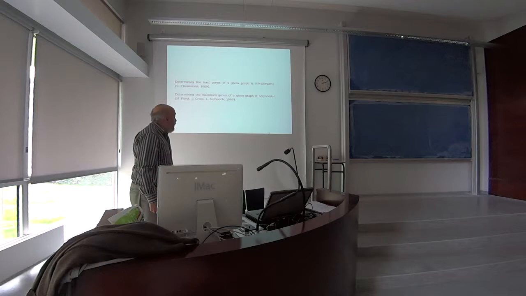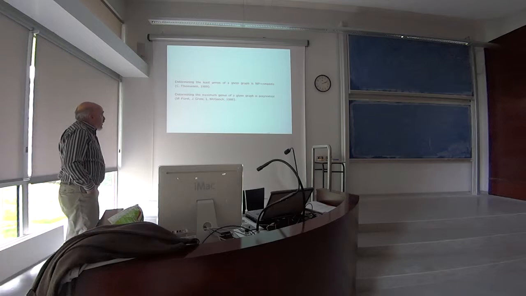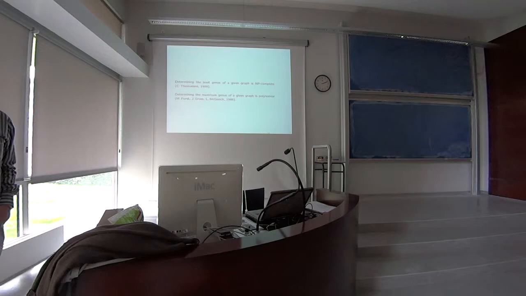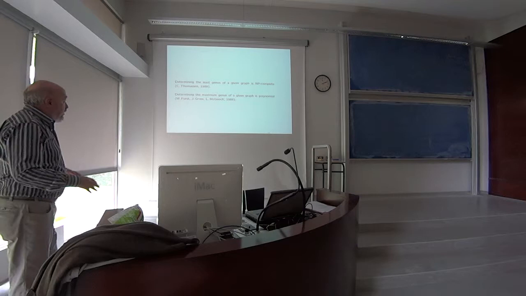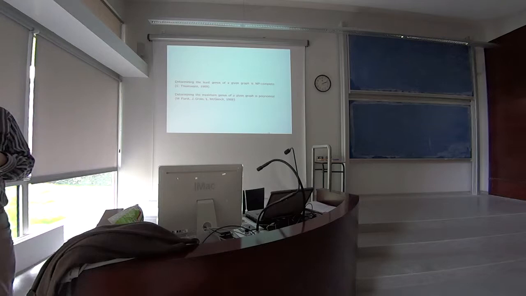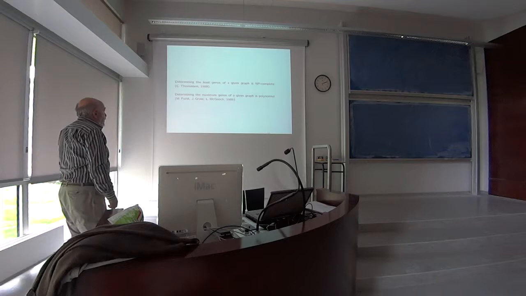Okay, so determining the least genus of a given graph is NP-complete. That is, in fact, we may say that there is no good algorithm to determine the least genus of a given graph, but that is the least genus of a surface on which this graph can be drawn without self-intersection, without intersection of edges. But determining the maximum genus is polynomial. The life is like that.